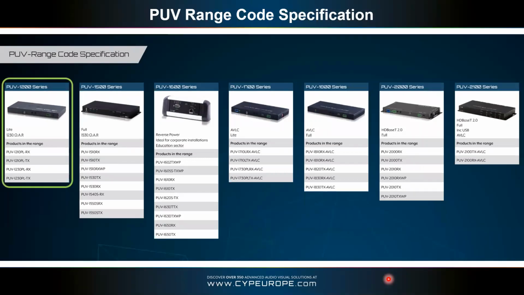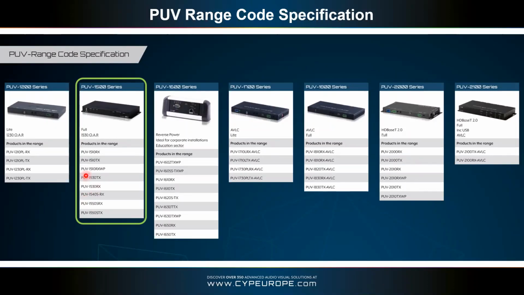PUV 1200 series are an HDBaseT LITE range. PUV 1500 series, which are then full HDBaseT with 5-play. And as you see, the range starts to grow a little, and you get more advanced receivers and transmitters with things like, for example, audio de-embedding, scalers, that sort of thing. So again, that gives you a little bit more flexibility.